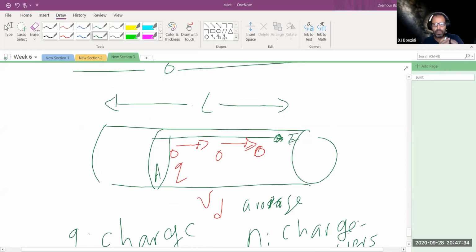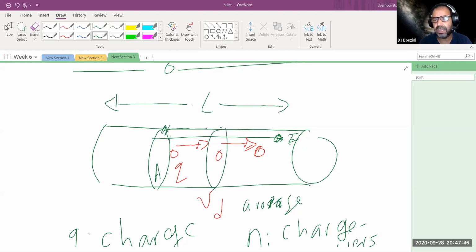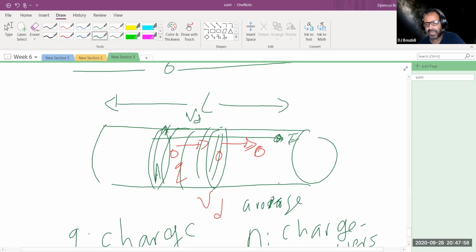Now, I have a cross section A, and I wait 1 second. After 1 second, this charge is drifting with the velocity Vd. So the charges that were in here would have traveled the distance Vd times 1 second. So this is basically the volume I need to find the number of charges that flew in 1 second. After dt amount of time, Vd times dt is the length of this distance.